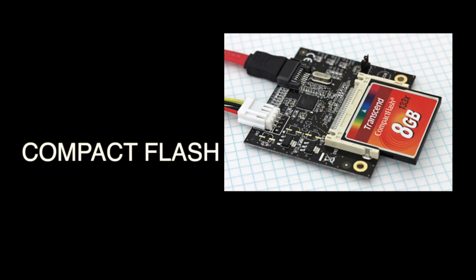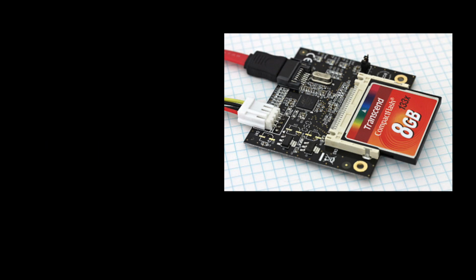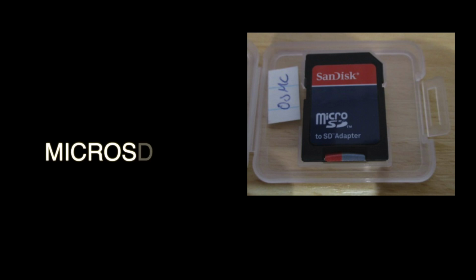CompactFlash is a flash memory mass storage device used mainly in portable electronic devices. A microSD card is a miniature variation of the SD card used in small portable electronics. With an adapter, a microSD card can be inserted in any SD card slot and used normally. Because of their size, microSD cards are limited to 1 terabyte, while SD cards can reach much higher numbers.